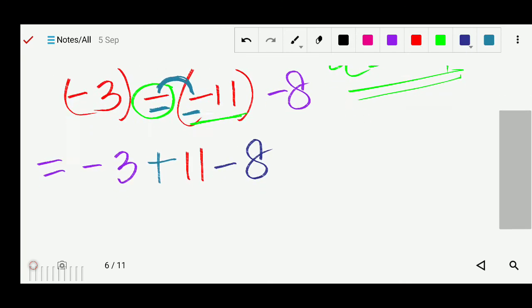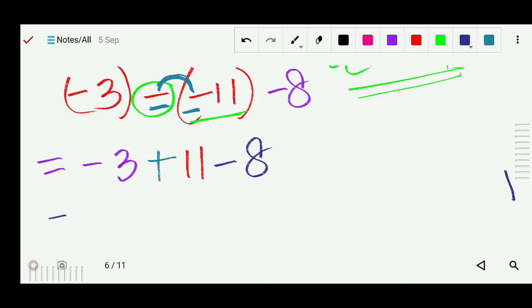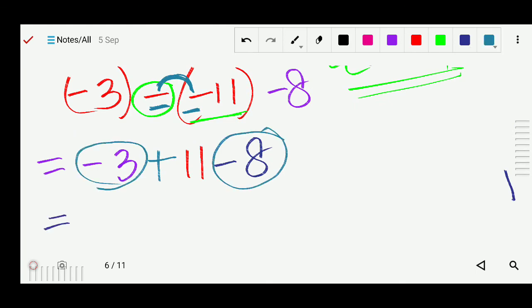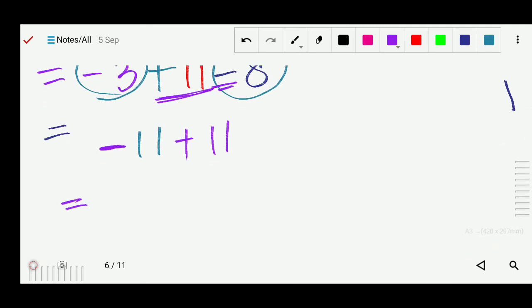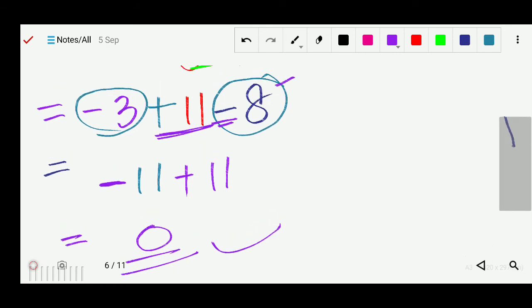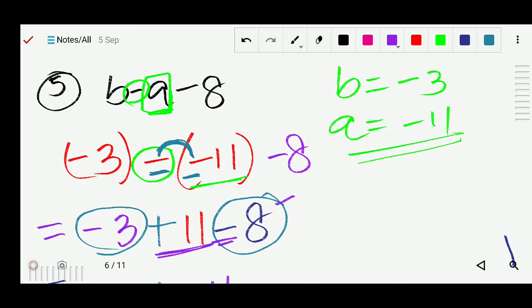Okay, so now these two terms, this minus 3 and minus 8, we will add. So minus, plus. Okay, so 8 plus 3 is 11, and we will write the sign of the greater number, which is 8. What is the sign before 8? Minus. So write here minus. Then after this was plus 11. So this plus 11 and minus 11 becomes 0. So what is the answer? 0. Okay, so this is the solution of question number 5.